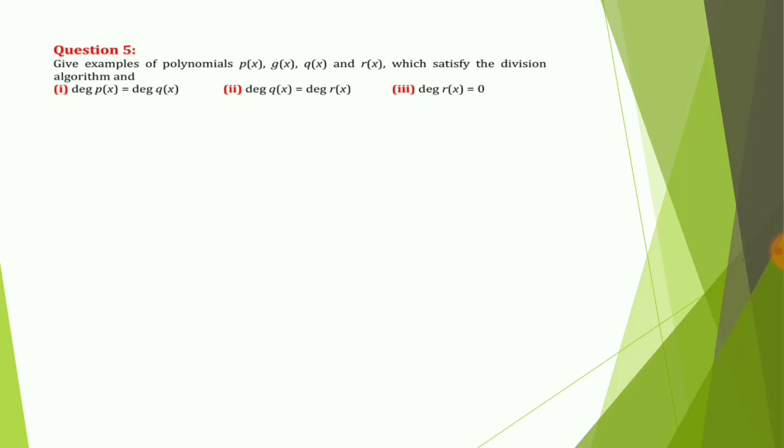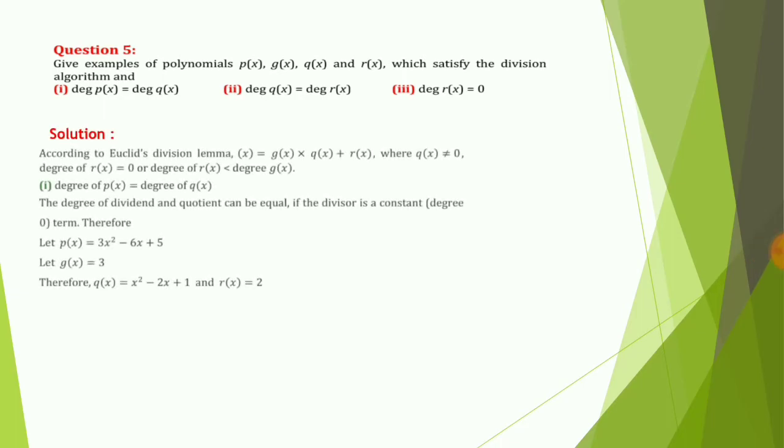Give examples of the polynomials p(x), g(x), q(x) and r(x) which satisfy the division algorithm, and the first part we'll be doing is degree of p(x) equal to degree of q(x). The solution, let us try to solve this. Now, according to Euclid's division lemma, we know that whenever a polynomial is divided by another polynomial, then p(x) is equal to g(x) into q(x) plus r(x), where g(x) is not equal to 0 and r(x) is equal to 0 or degree of r(x) is less than the degree of g(x). So degree of p(x) is equal to degree of q(x). That is what we need.